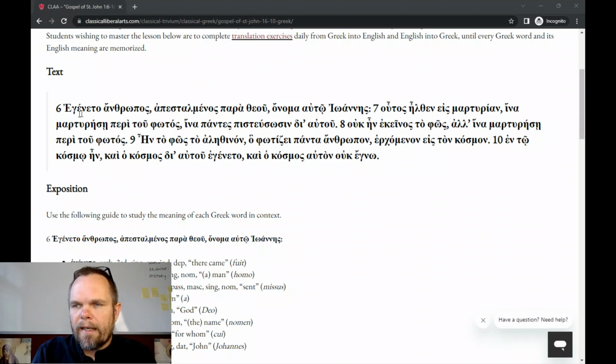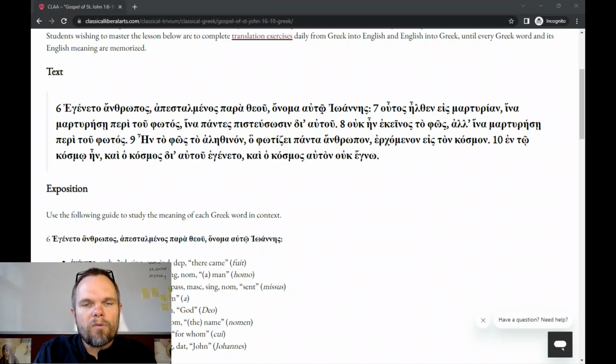Egeneto anthropos, apestalmenos para Theou. Egeneto anthropos, apestalmenos para Theou. Note the circumflex accent.